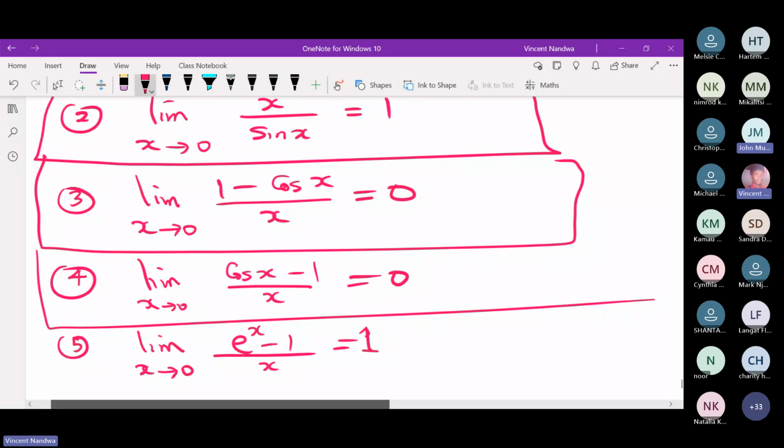We will revisit these limits when we graduate to the topic of differentiation. So ensure that you don't forget the tools you are adding to your toolbox.